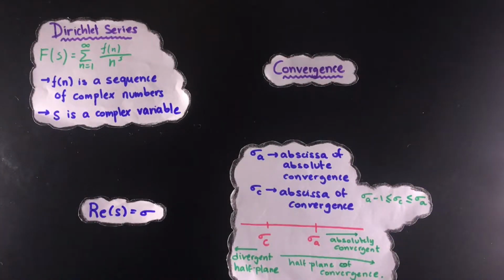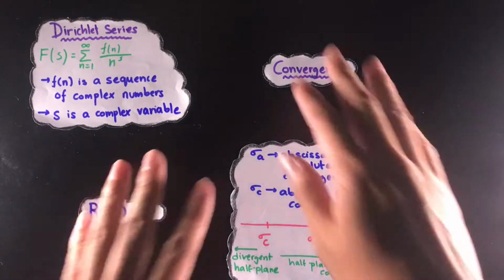Concerning the convergence of the Dirichlet series, there are two important values for the real part of s. The first is the abscissa of absolute convergence, where if sigma is greater than sigma a, the series is absolutely convergent. Then there is the abscissa of convergence, where if sigma is greater than sigma c, then it is in the half-plane of convergence.